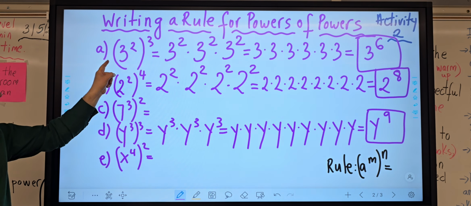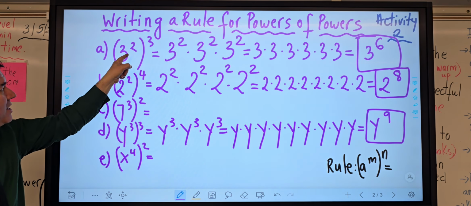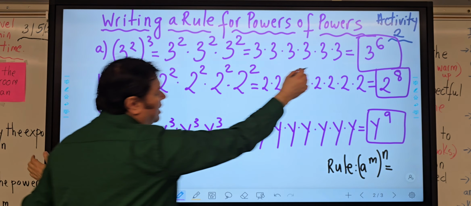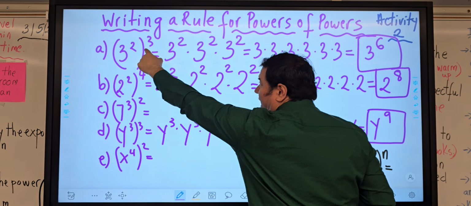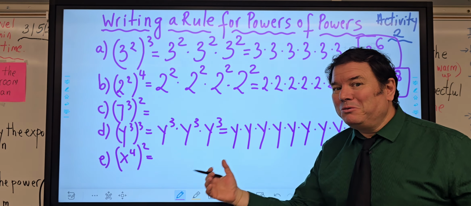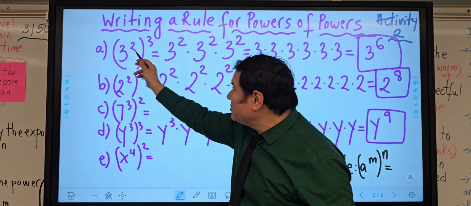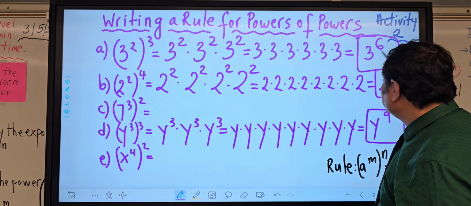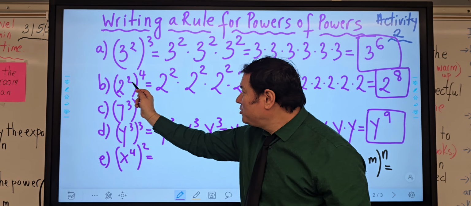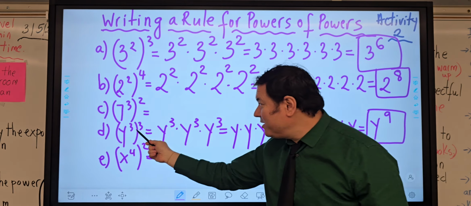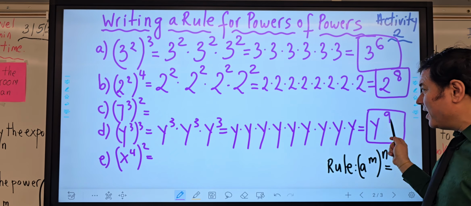When we have a number, a base raised to a power and then raised to another power, what did we do to the exponents here to come to the 6? Did we add or did we multiply? We multiplied, right? Because 2 times 3 becomes 6. The same here, 2 times 4 becomes 8. And the same here, 3 times 3 becomes 9.